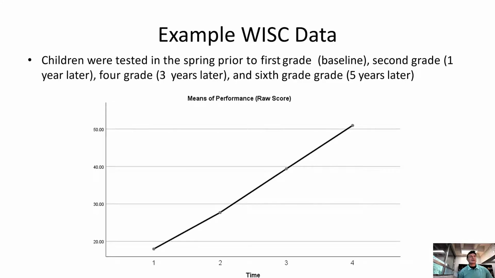All right, so let me go into repeated measures ANOVA in a little bit more detail. The data we're going to use for today is some WISC data, and the kids in this study were measured in 1st grade, 2nd grade, 4th grade, and 6th grade. So I see here I got a little typo, it should be 4th grade and 6th grade. In this chart, these are the means. We're using the raw score for performance data, and what we have here is 1st grade, 2nd grade, 4th grade, and then 6th grade.